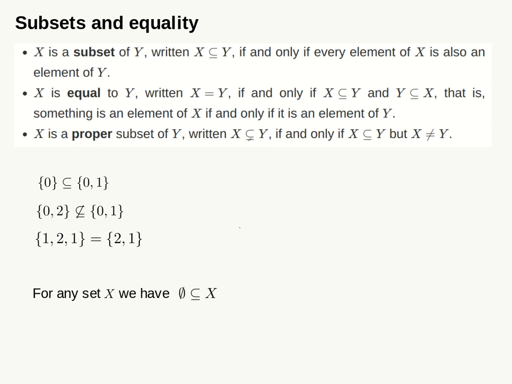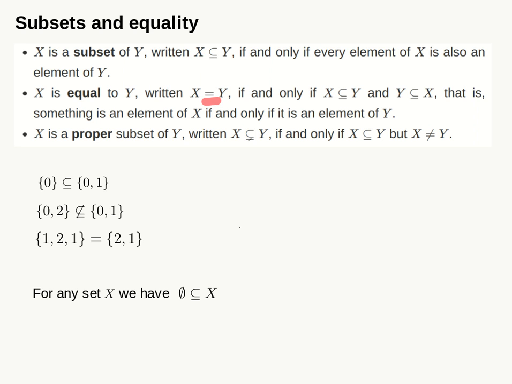All right, let's now move on and talk about some further definitions. We say that one set X is a subset of a set Y when every element of X is also an element of Y. And we say that two sets X and Y are equal, we write that using the usual equality sign here, if and only if X is a subset of Y and Y is a subset of X. So what that means is the things which are elements of X are exactly the same as the things which are elements of Y.